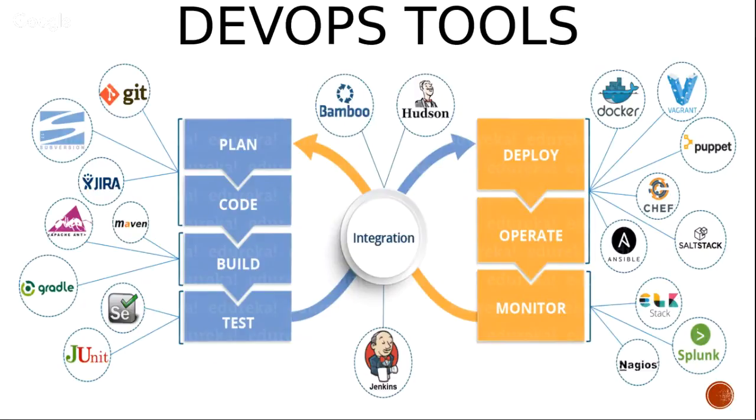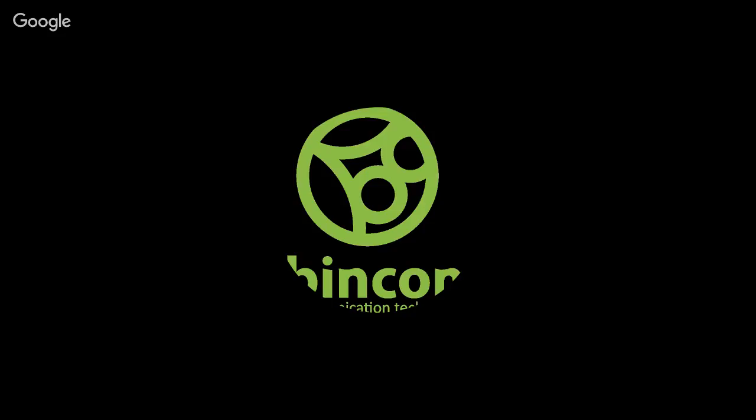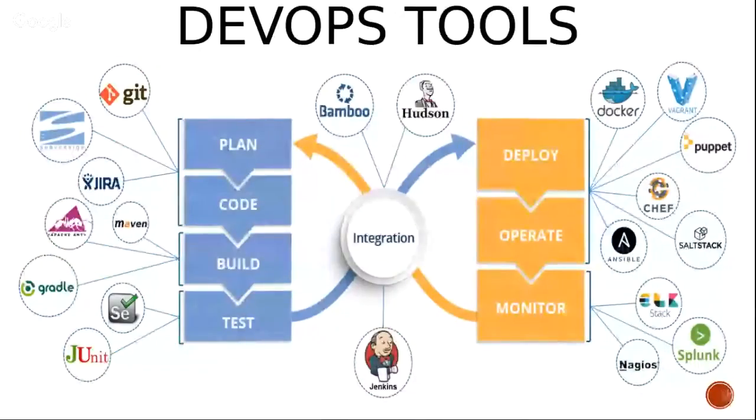The next stage is the deployment stage. For that, you can use Docker, there's Vagrant, there's Puppet, there's Chef, SaltStack, Ansible. Whatever tool you can use to automate this process. Now, the monitoring stage, you can use Splunk and Nagios. Nagios is the most popular one in this. The next is the DevOps process.